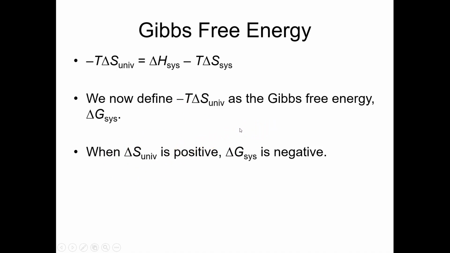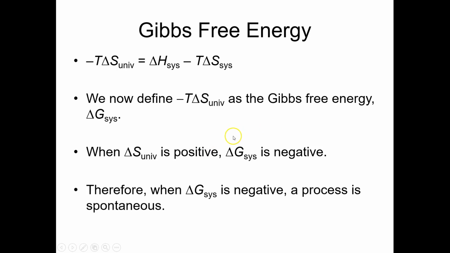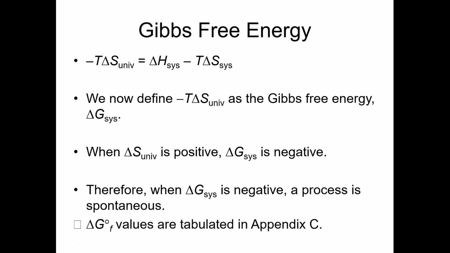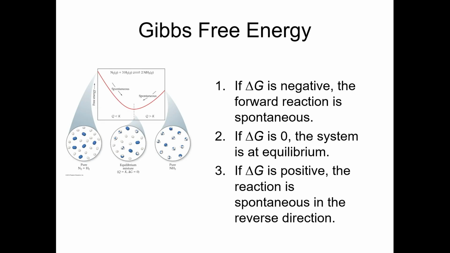And therefore, a process is going to be spontaneous when delta G is negative, because when delta G is negative, that means delta S of the universe is positive. And when delta S of the universe is positive, that's a spontaneous process. And we have tabulated values for standard free energies of formation in Appendix C.